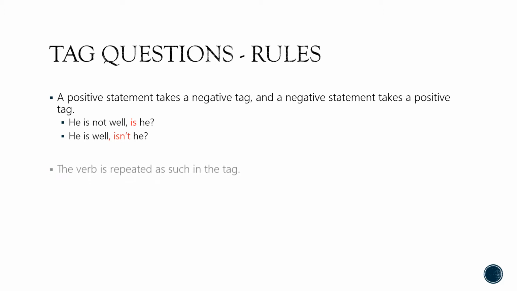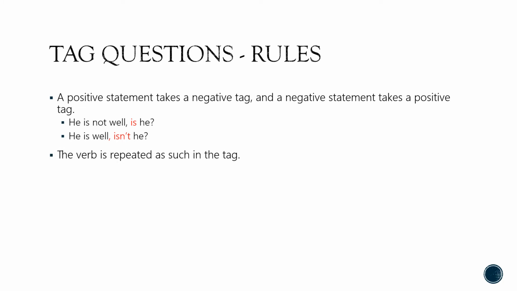Rule number 2. The verb is repeated as such in the tag. When we write a sentence and it has an auxiliary verb, then that verb will form the tag. An auxiliary is a helping verb. How to identify them? These verbs will not have a meaning. For example, is, am, was, were, can, could, etc.